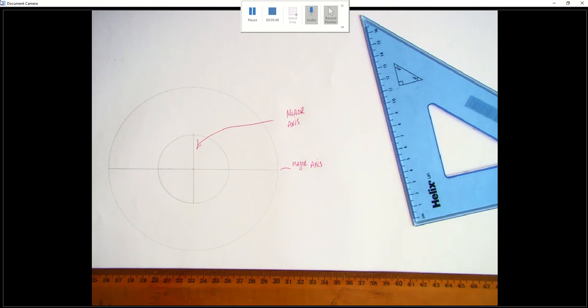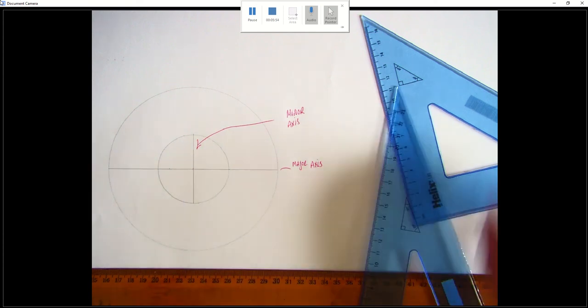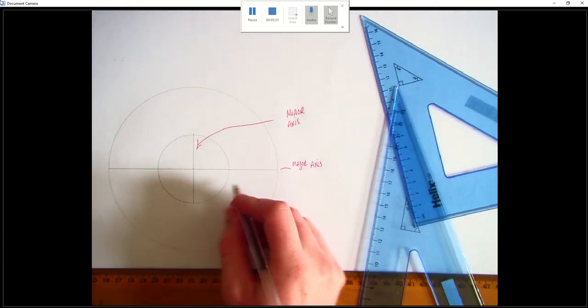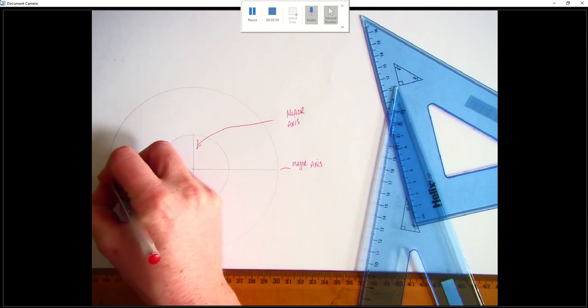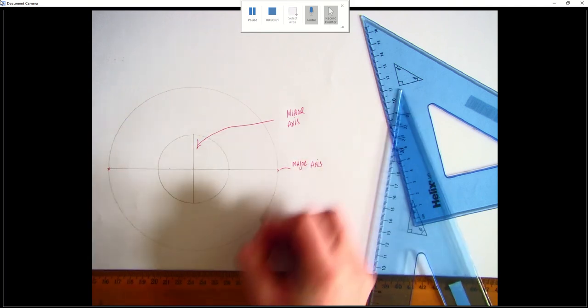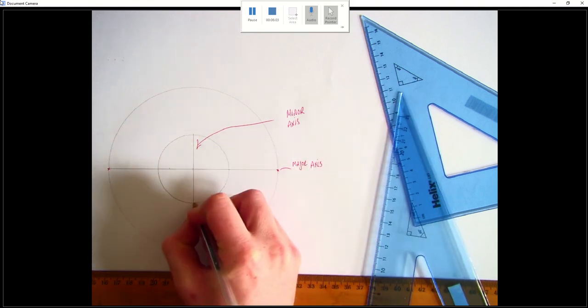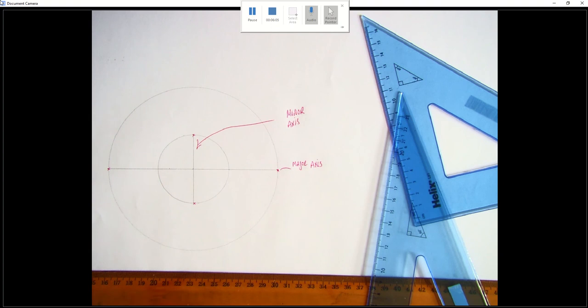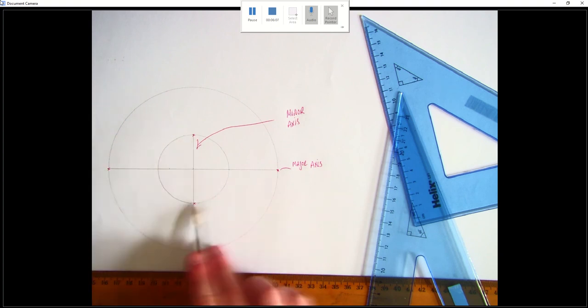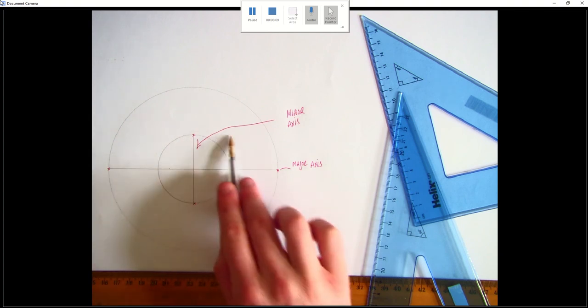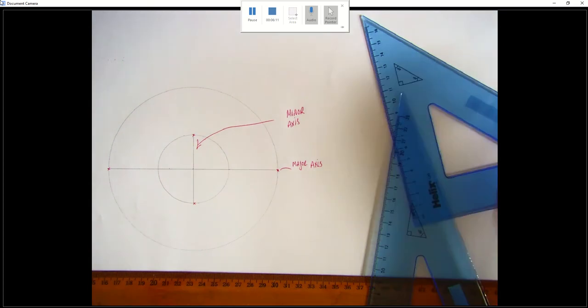So now I have my major circle constructed and I have my minor circle also constructed. What I want to do now is find a series of points on my curve. One rule that we always know: the two ends of the major axis are always two points on the curve, and the ends of the minor axis are also points on the curve. So these are going to be points on my curve.